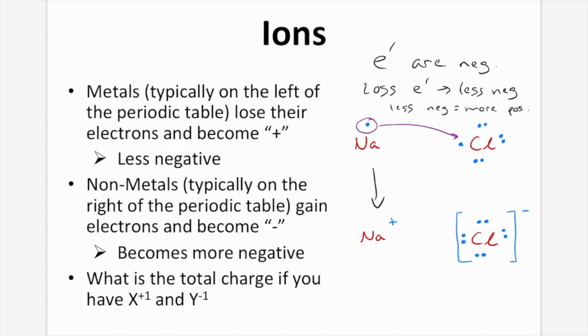Nonmetals, typically on the right-hand side of the periodic table, gain electrons and become negative. It's just like we talked about before. If you gain a negative electron, you become more negative. Now, what's the total charge if you have a positive, like our sodium here, and a negative, like our chlorine here on the right? Well, +1 plus -1 gives you 0. You get a neutral compound, and that's going to be the basis behind our ionic compounds. When you combine two ions, you get a neutral ionic compound.